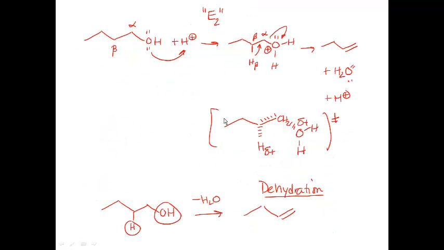So we can do eliminations then with acid being required. We need acid to protonate the OH group to make it leave. If it's a primary system, then we won't go through a carbocation. If it's secondary or tertiary, we will. So the next question that we have to ask is, well, what is this H+? Where does the H+ come from?